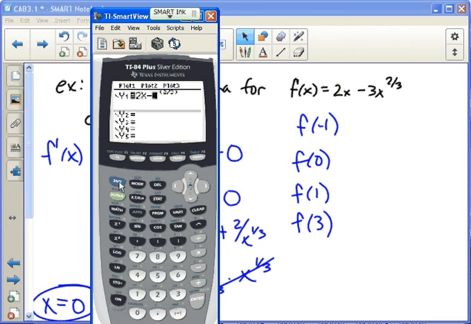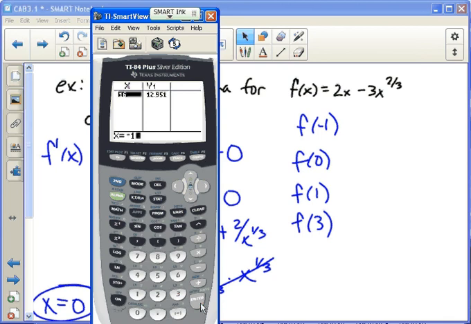Okay, so 2x minus 3x to the 2/3. Plug in the original equation. I want to stress that, original. And then just go to your table and plug in these points: -1, 0, 1, and 3. And so it does all the work for you.